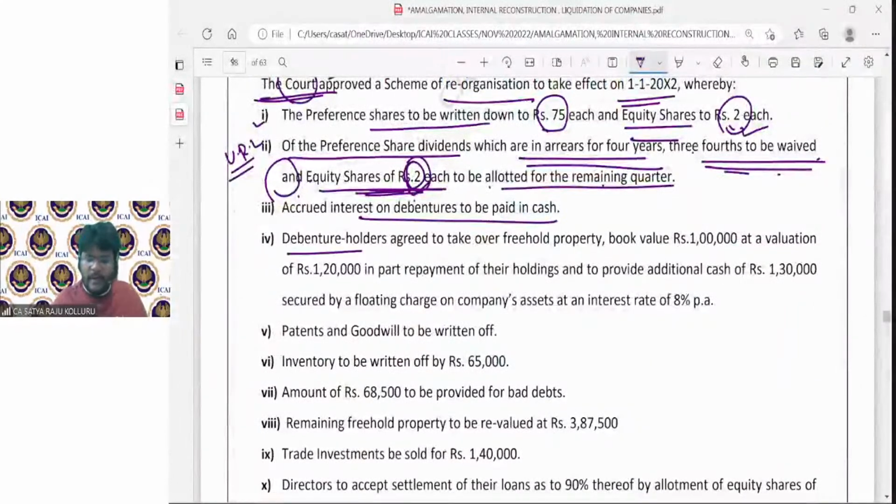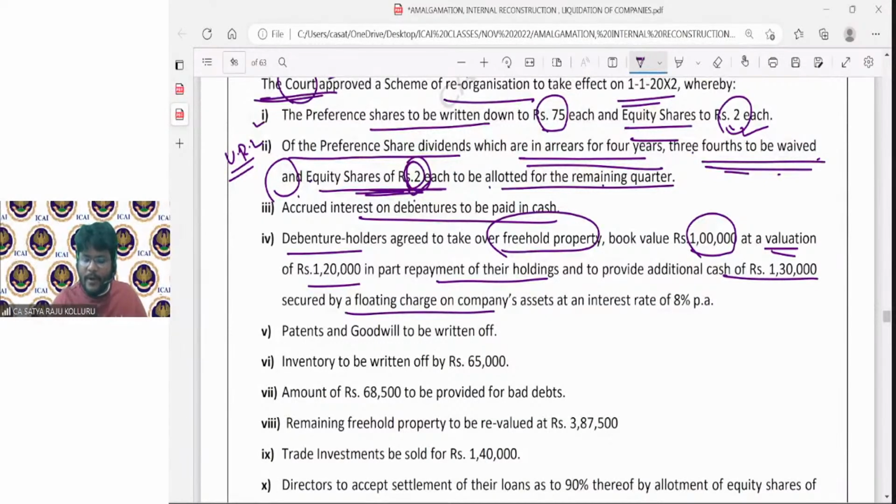Debenture holders agreed to take over freehold property. Why? Debenture holders are the secured debenture holders. They provided freehold property as a security. Book value of 1 lakh at a valuation of 1.2 lakh in part repayment of their holdings and to provide additional cash of rupees 1,30,000 secured by a floating charge on company's assets at an interest rate of 8% per annum.